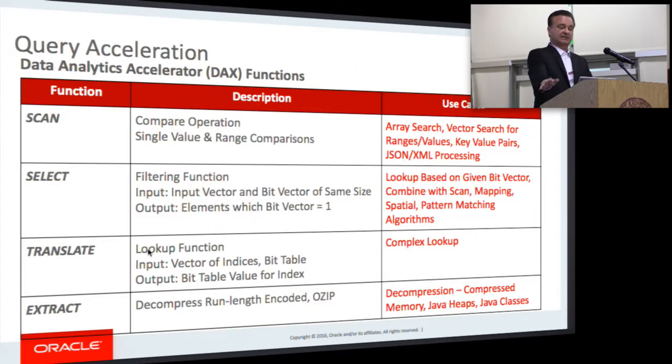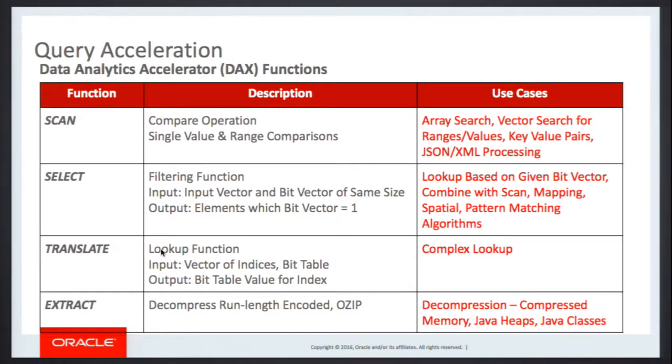The operations include scans, selects, translations, and extracts. So we can do single value and range comparisons, each pipeline can. So it's good for searches on range and values, key value pairs, even things beyond SQL. It's also used, and you'll see here, in some XML and JSON processing.